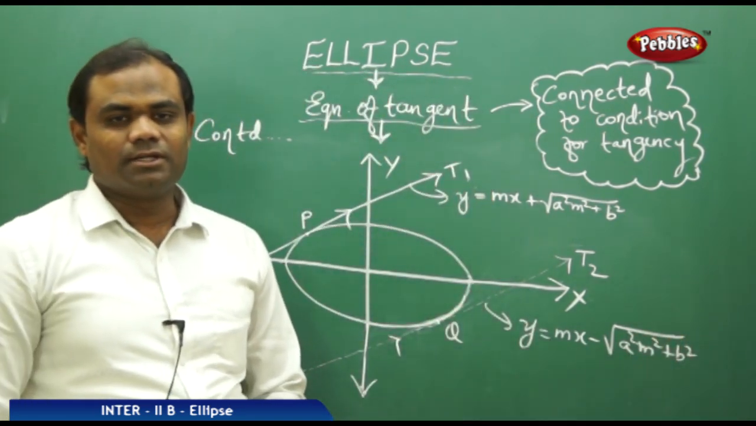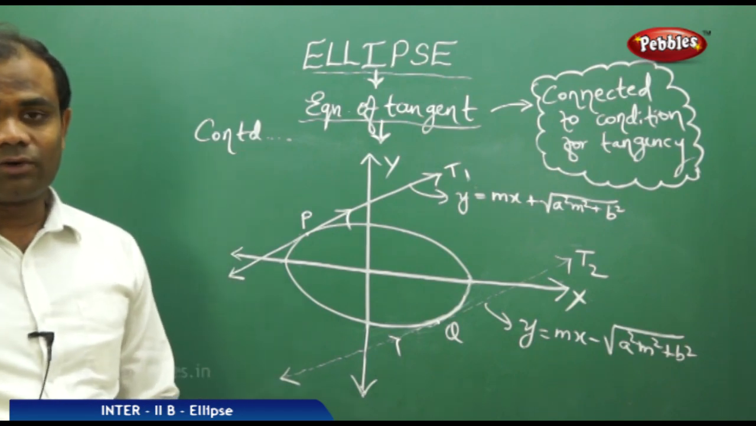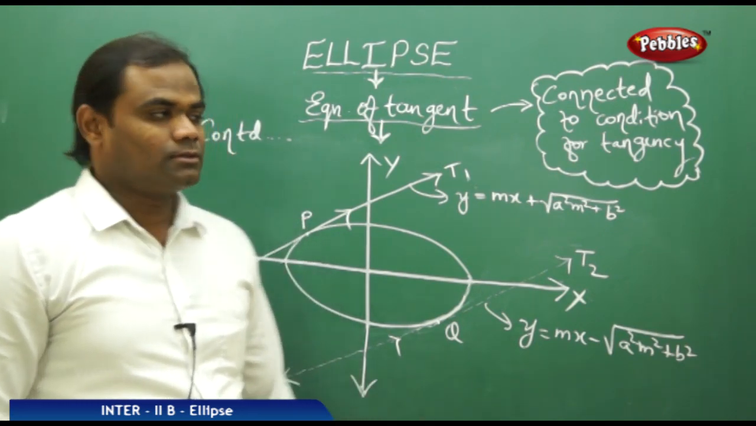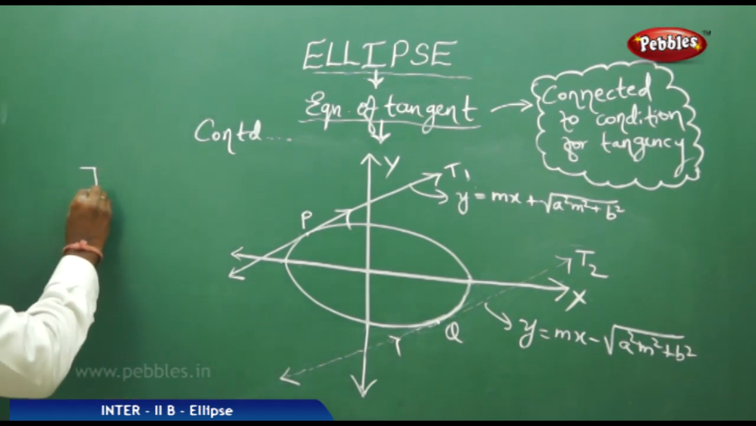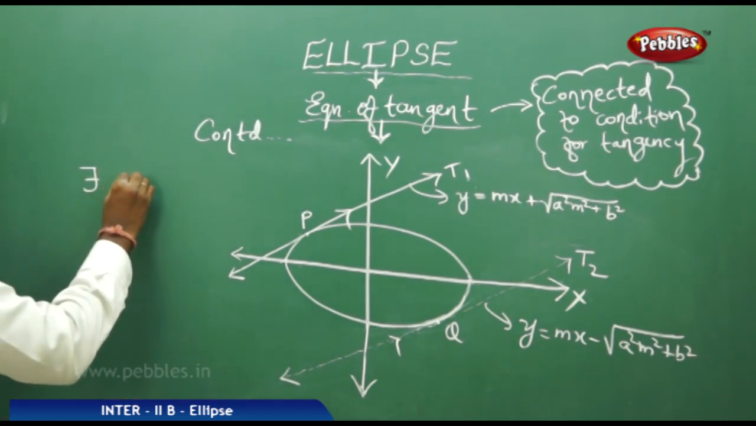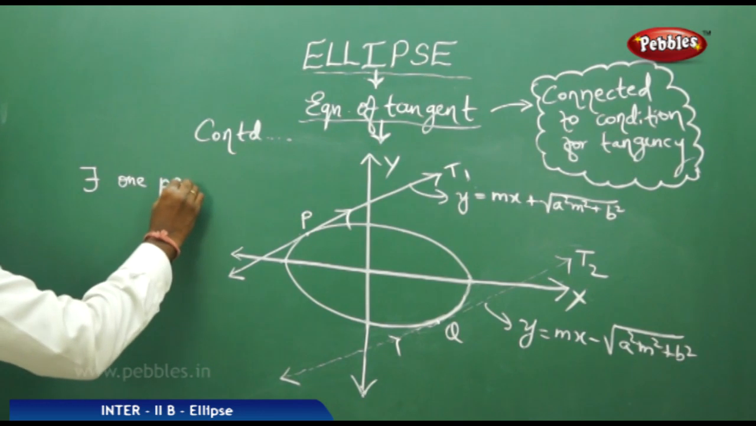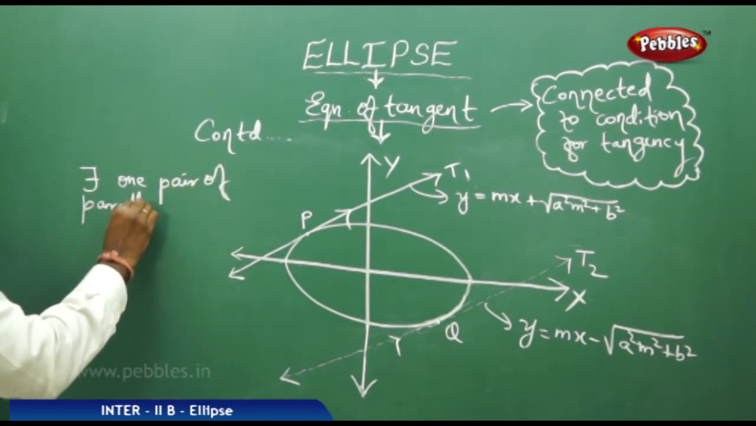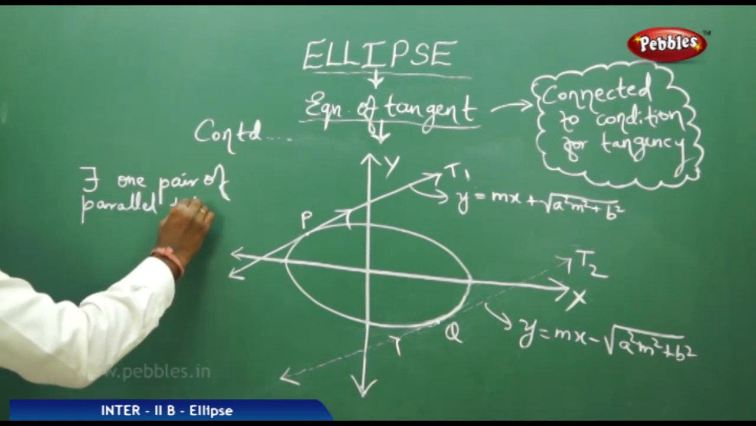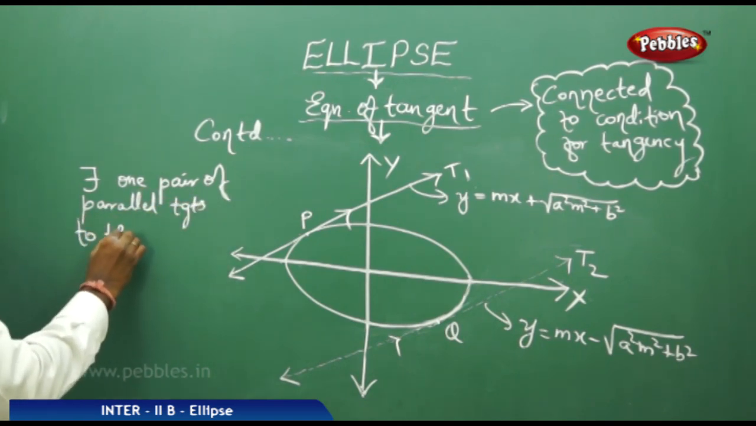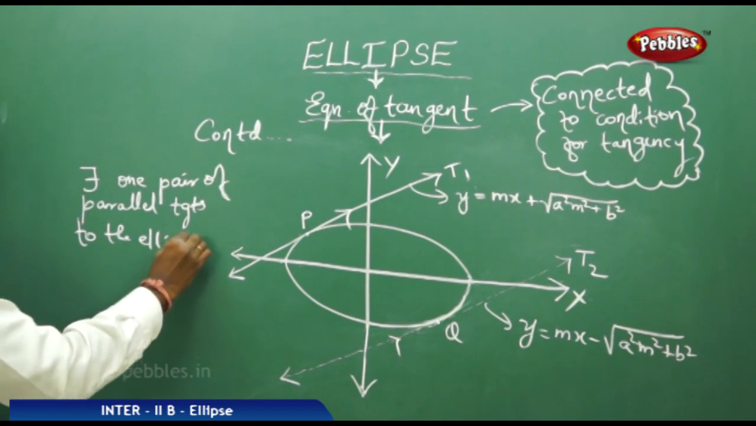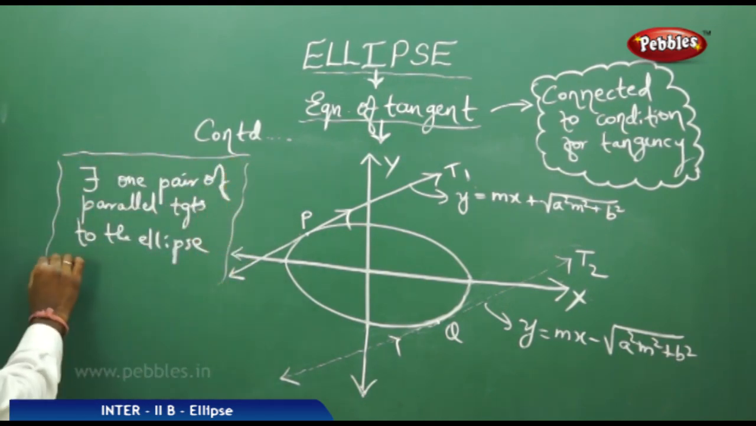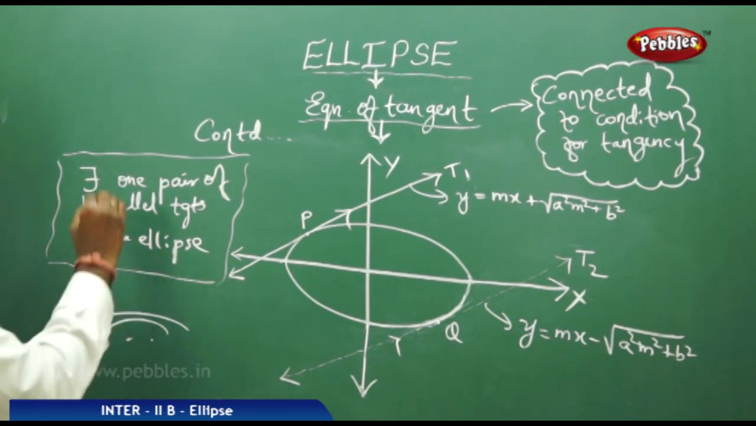Therefore, this gives us the learning outcome that there are always one pair of parallel tangents to the ellipse. So the learning outcome is there exists one pair of parallel tangents to the ellipse. This is how I come to the learning outcome for the ellipse.